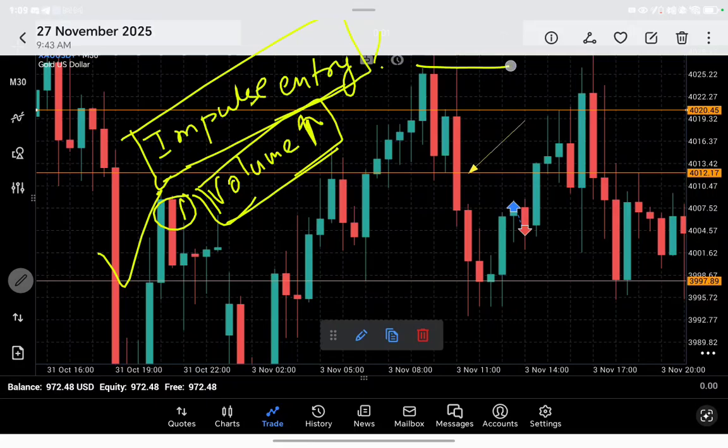So if you look here, it has created a resistance at this point, and right up over here it has created support.